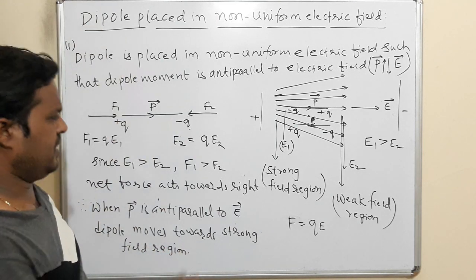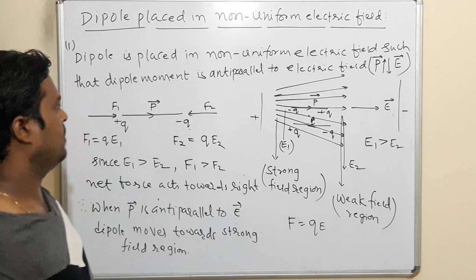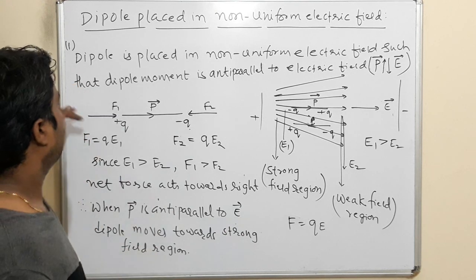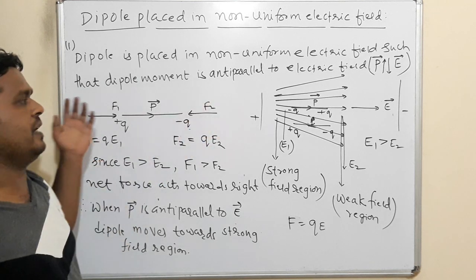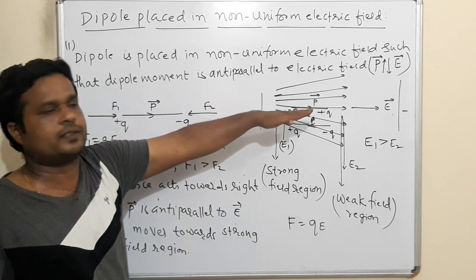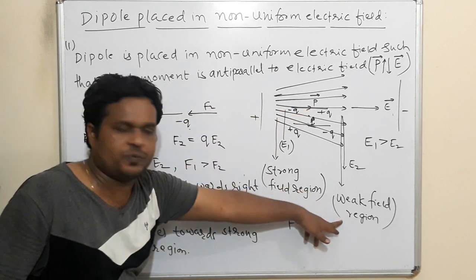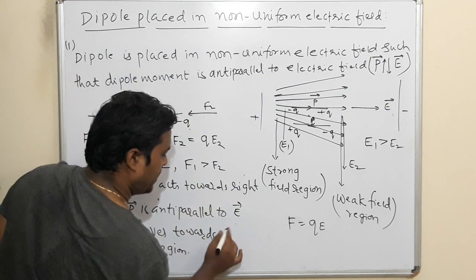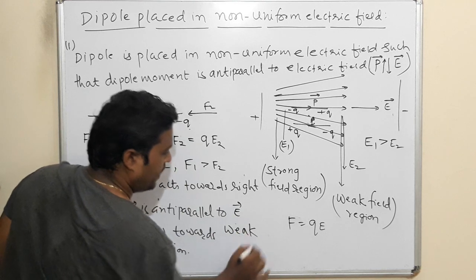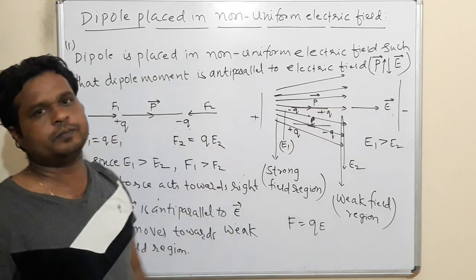Okay, these are the two cases we'll understand. Follow this. This is F1 now, this is F2. F1 is more, F2 is less. Then the dipole moves towards the right. Towards the right means it is a weak field region or a strong field region? It moves towards the weak field region. Okay.